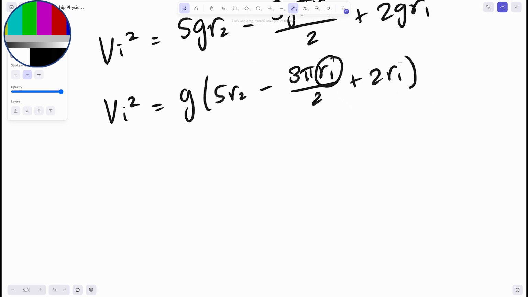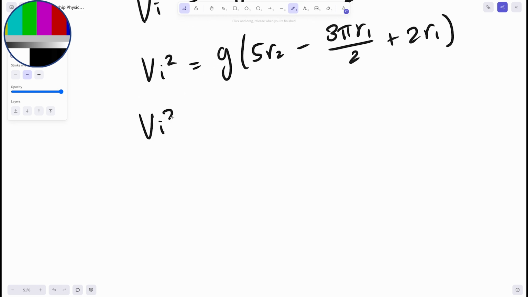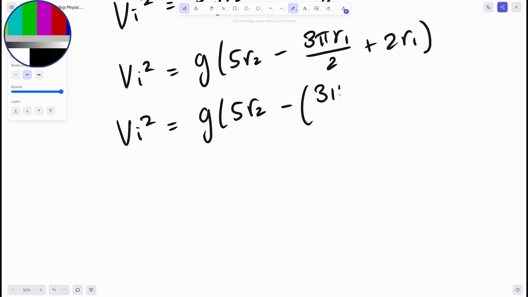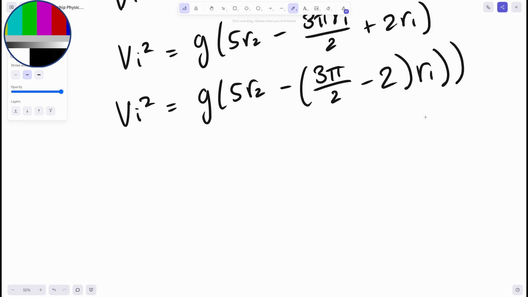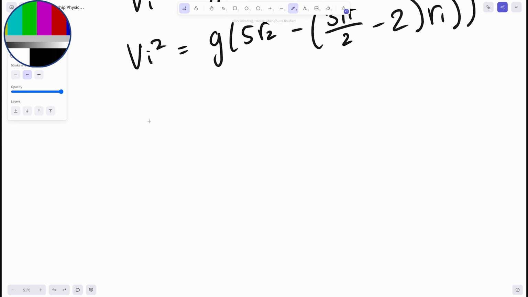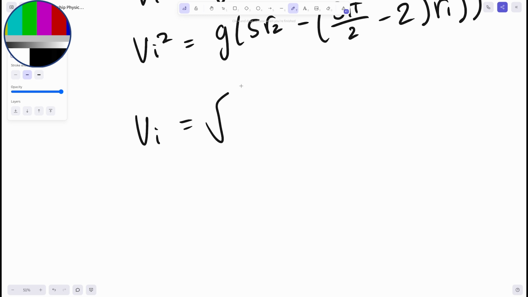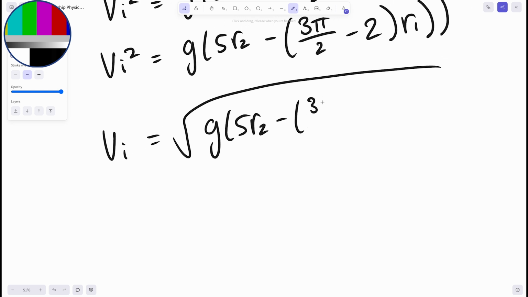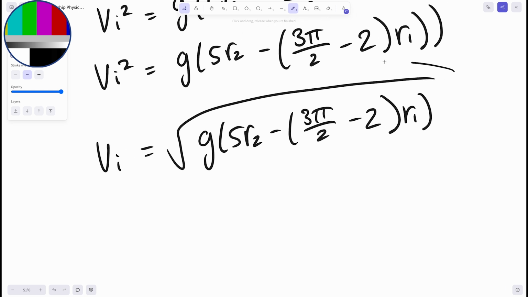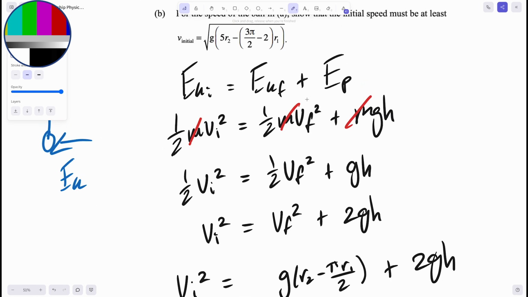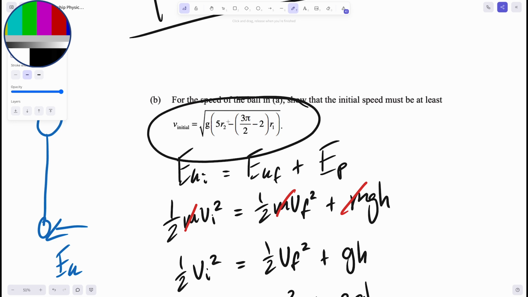Also, as r1 is a common factor between these two terms, we can take it out also. And we get vi squared is equal to g(5r2 minus 3πr2/2 minus 2r1). And now we can square root both sides to get rid of this square, and we get the initial velocity is equal to the square root of g(5r2 minus 3πr2/2 minus 2r1), and that is our final equation. And as you can see, that is the equation that we're trying to find.